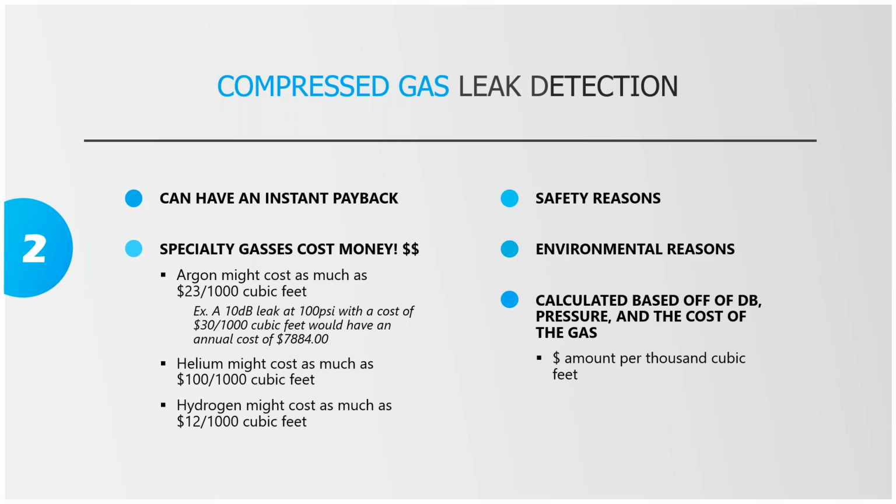Now, where the compressed air leak report formula was based off the decibel level, the pressure, and the cost per kilowatt hour of electricity, this is going to be based off of the decibel level, the pressure, and then the cost of that gas. So how much we're paying for that gas, a dollar amount per 1,000 cubic feet.